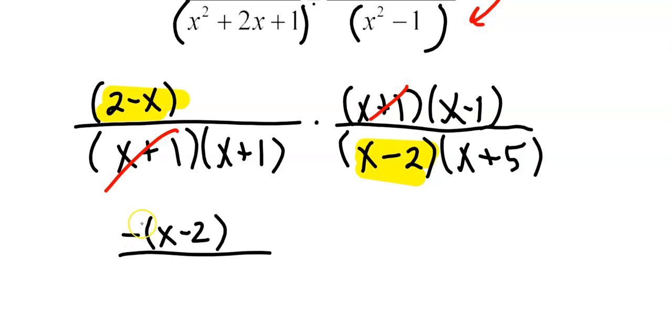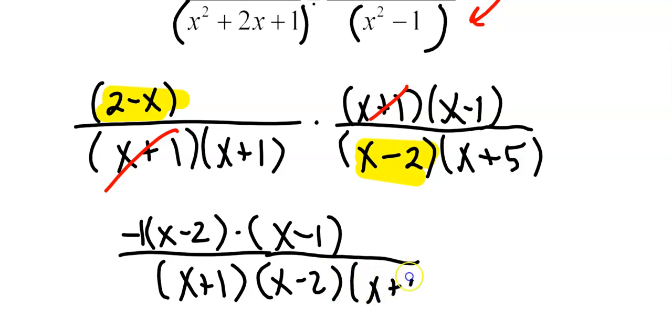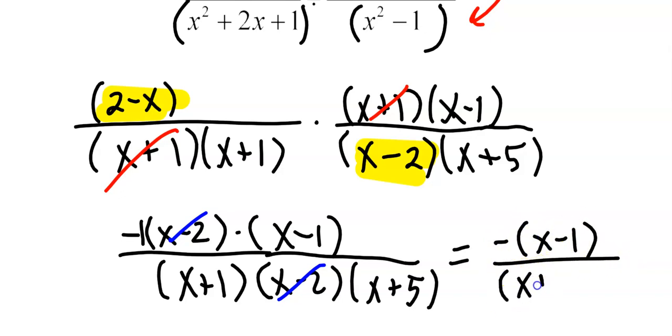But I have a -1. I'm going to write it as -1 out here. It might actually help you to write -1 right there. That's being multiplied by x minus 2, divided by x plus 1. By the way, I can write this as one big fraction times, that's perfectly fine to do. So this would be x minus 1 and x minus 2 times x plus 5. And so now it does look like there is additional factoring or canceling that can be done. And so we have our answer, which is negative x minus 1 over x plus 1 times x plus 5.